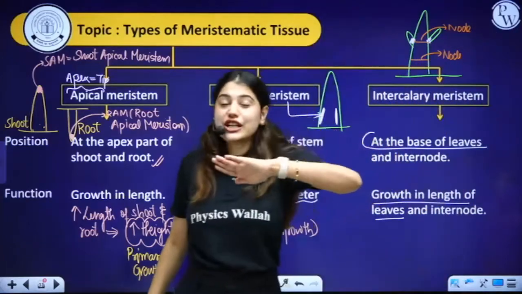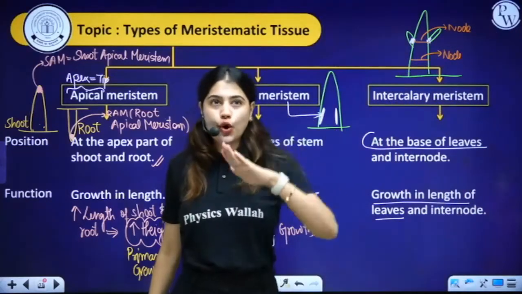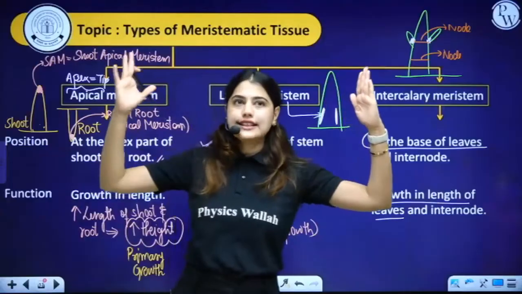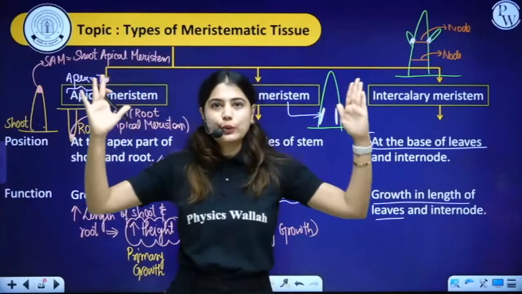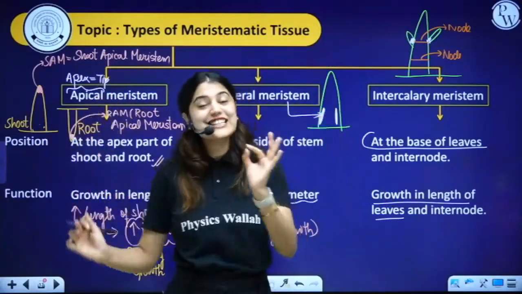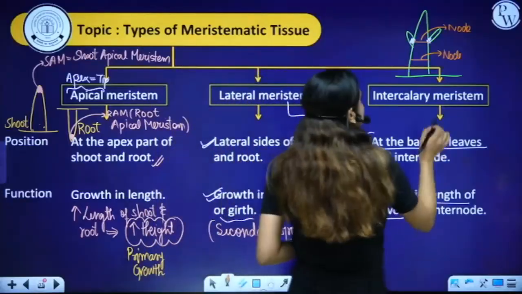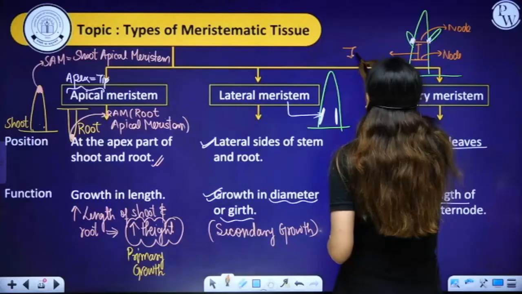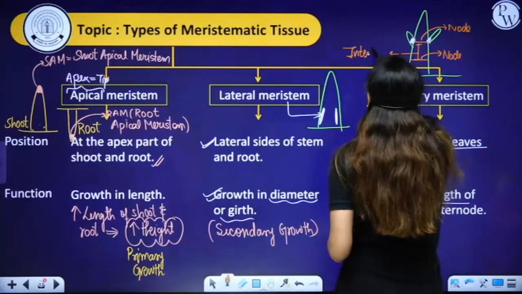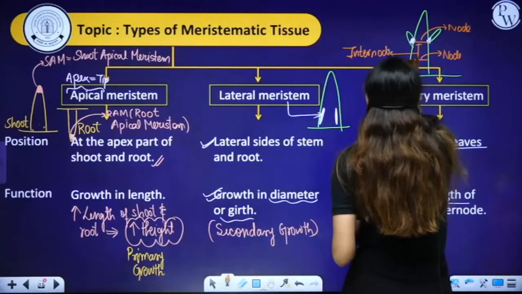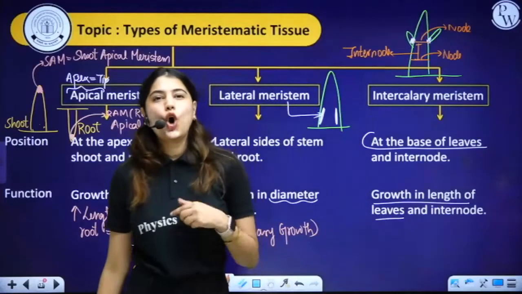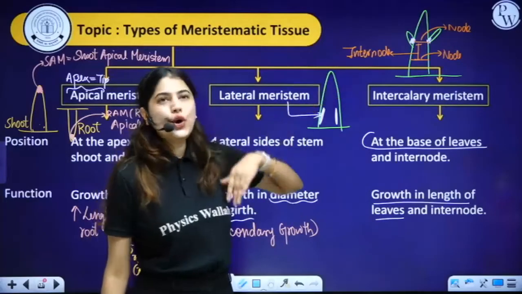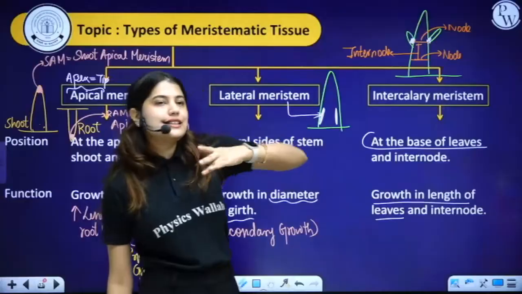And the region between those two nodes, let's say this is one node, this is another node. The region between the two nodes is called internode. So where is this intercalary meristem present? It is present on this internode. This is present on either side of the node.